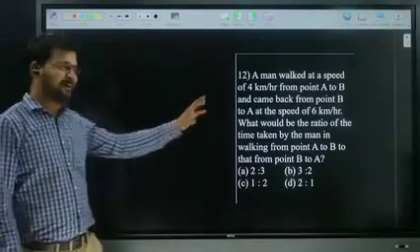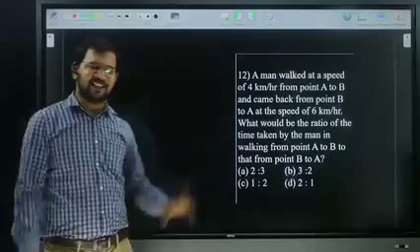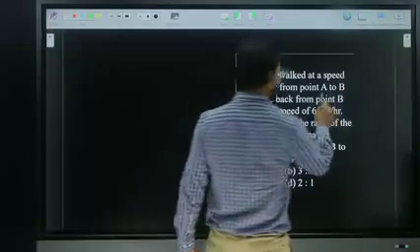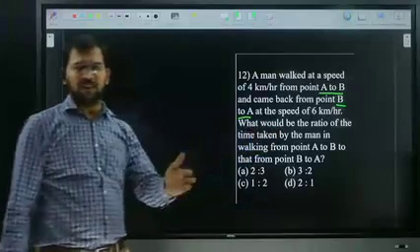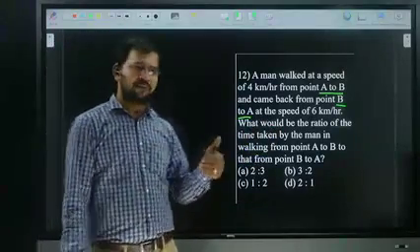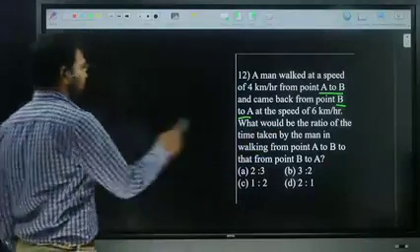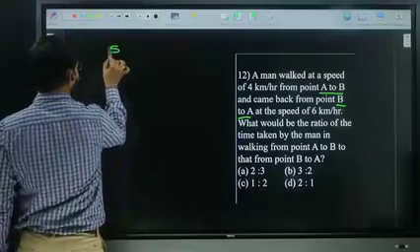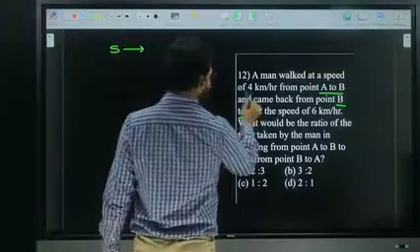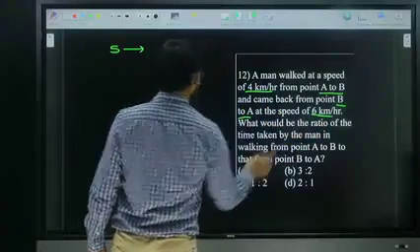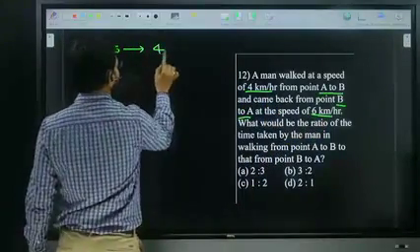Whenever the question is lengthy, read carefully, but here nothing much is there. So A to B, B to A. The distance from A to B will be equal to the distance from B to A. All of you okay? They have given the speed ratio. Forward journey speed is 4 km per hour, backward journey is 6 km per hour. So 4 is to 6.